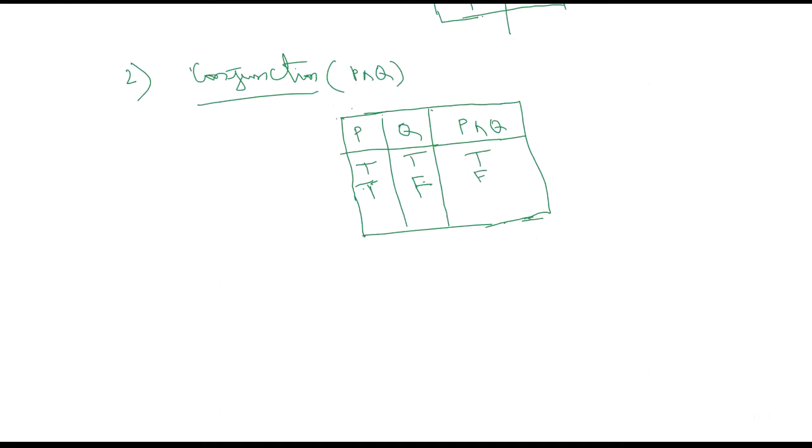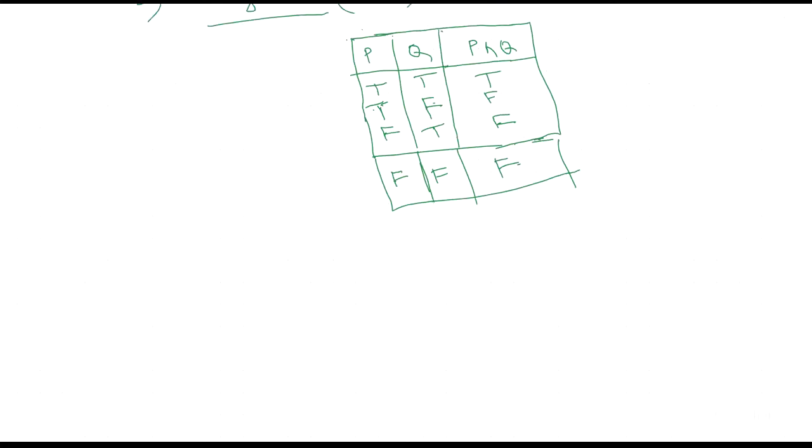Suppose P is false, Q is true, P and Q is false. Suppose P is false, Q is false, P and Q is also false. Next, third one, disjunction.